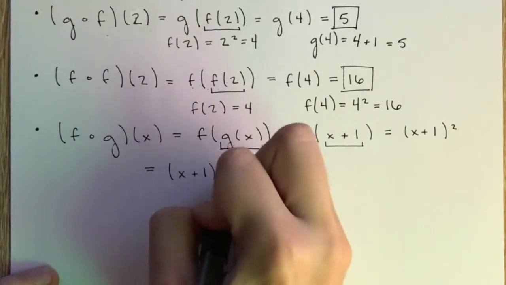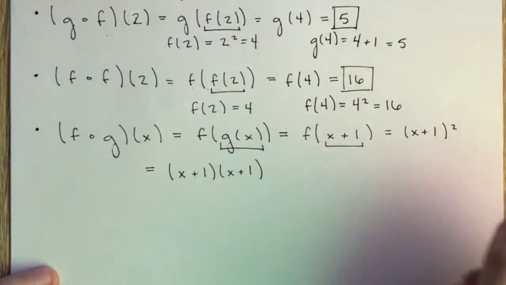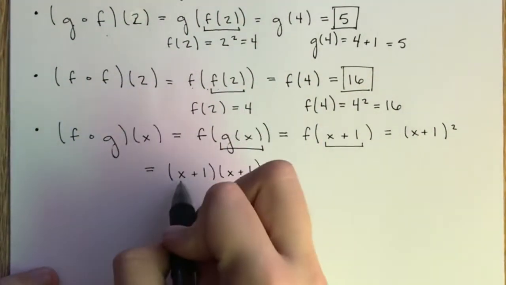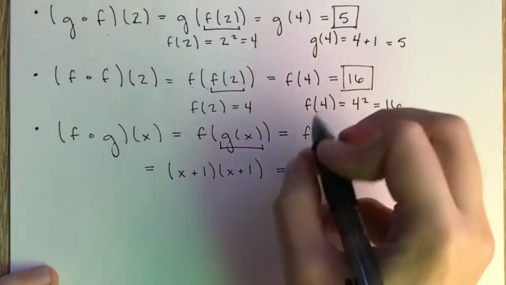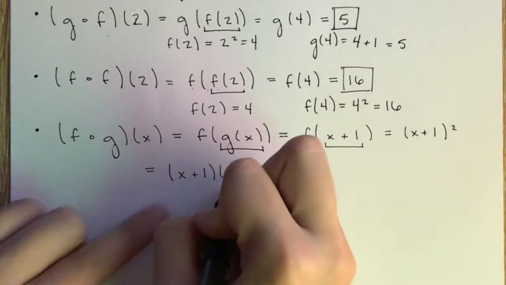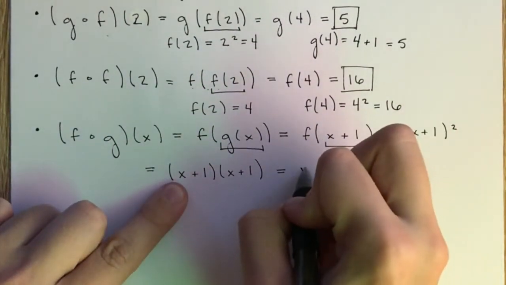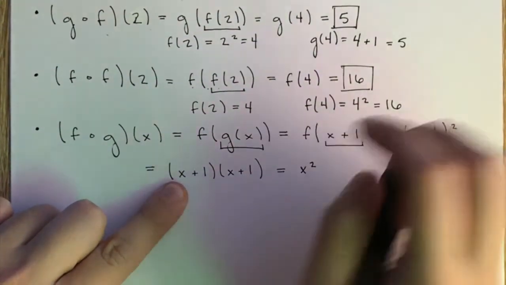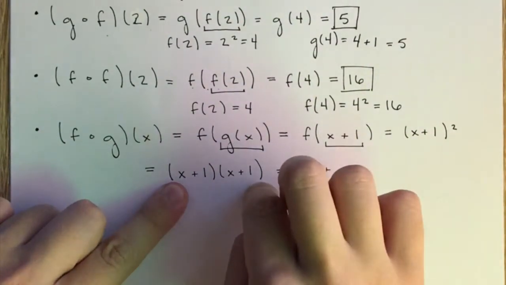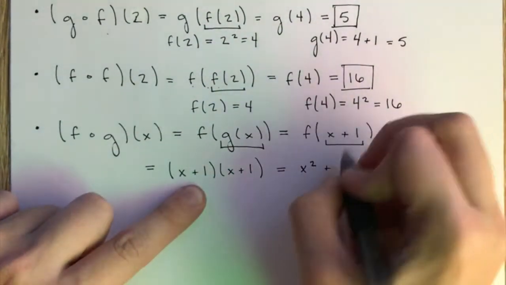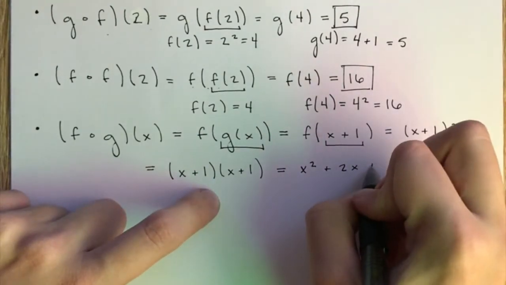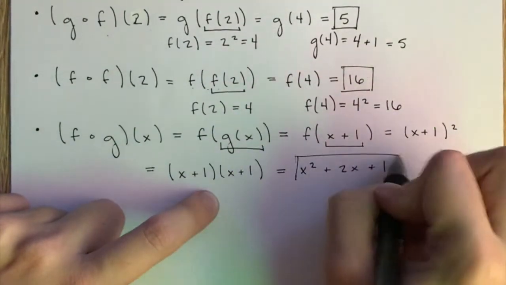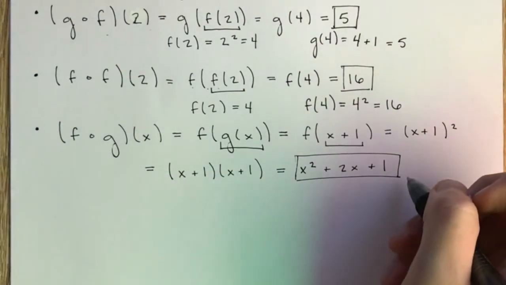Well, we would need to FOIL, right? (x + 1)² is (x + 1)(x + 1). This is going to give us first terms multiplied together is x². Outside terms are x, inside terms are x, so we end up with 2x. And then last terms are 1. This is the answer simplified.